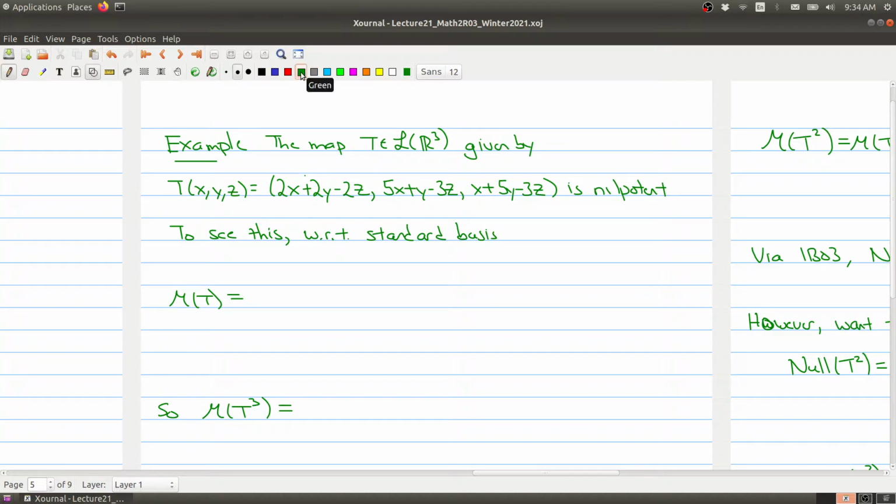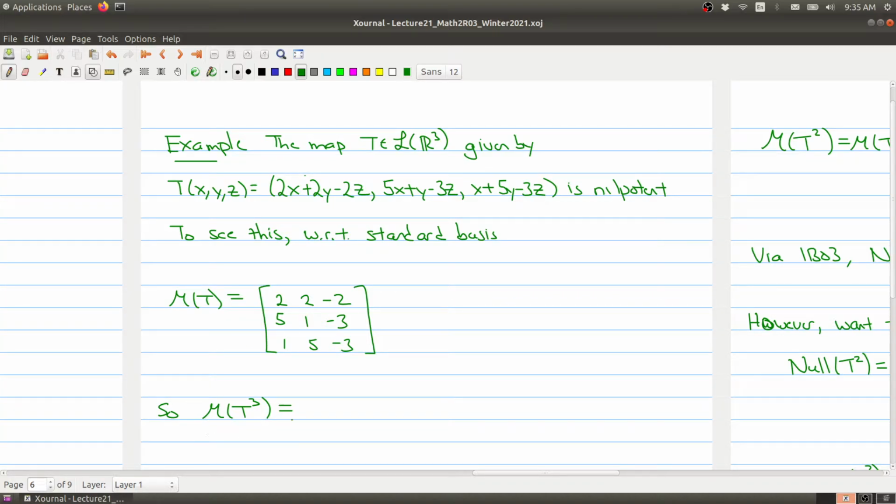Using any of the bases, we might as well use the standard basis. The matrix associated to this operator is 2, 2, minus 2, 5, 1, minus 3, and 1, 5, minus 3. So this is the matrix with respect to the standard basis. Now, what is the matrix associated to the cube of this operator? To check whether this is a nilpotent operator, we just need to show that T cubed is the same thing as the 0 operator, because the dimension of R cubed is 3.